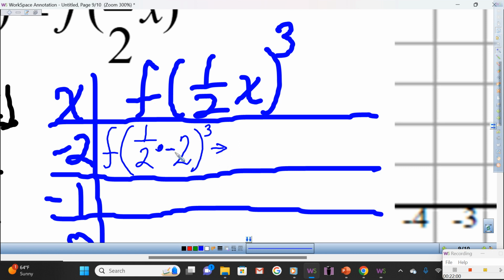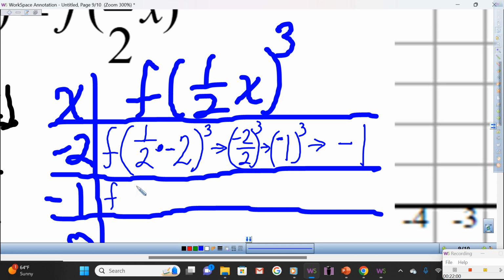Therefore, -2 times 1/2 is -2 over 2 cubed, which is -1 cubed, which is -1. Next one, f of 1/2 times -1 cubed.